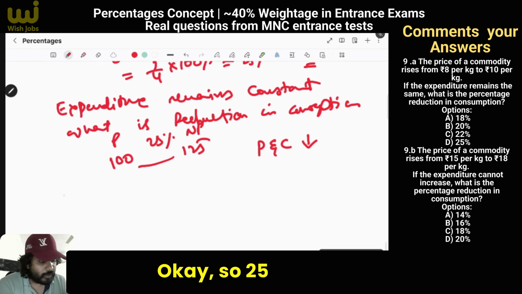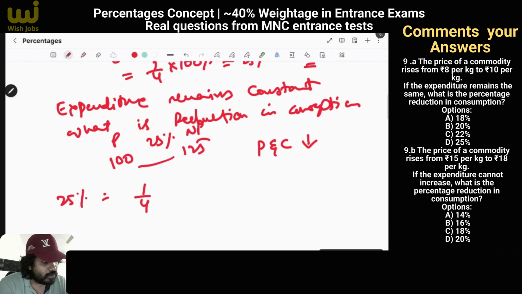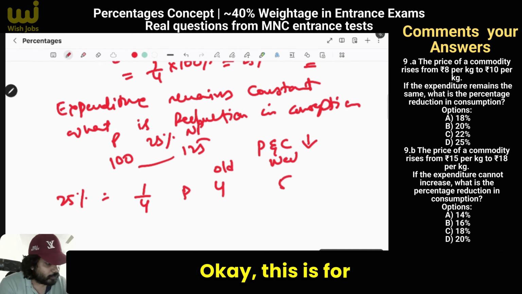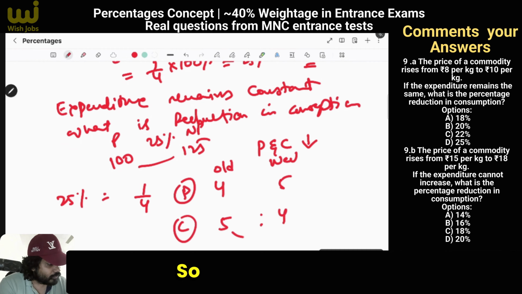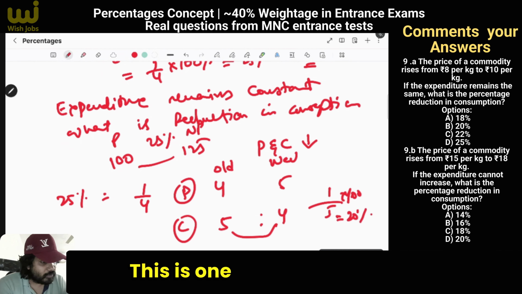Okay, so 25 percentage, you can say 1 by 4. So 4 is the old price, new price is 5. Okay, this is for price. Consumption, what will it be? 5:4. So the decrease is 1 by 5 into 100, which will give you 20 percentage decreased. This is one method of doing it.